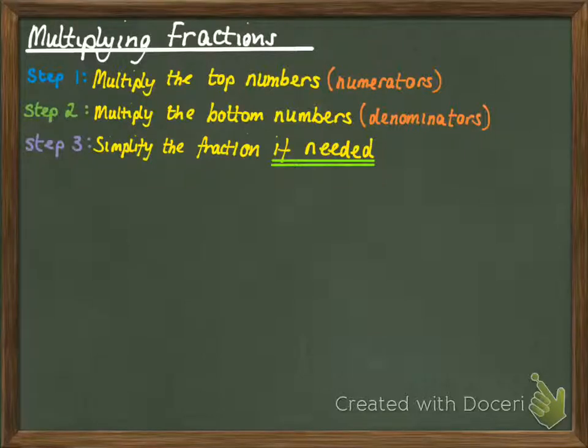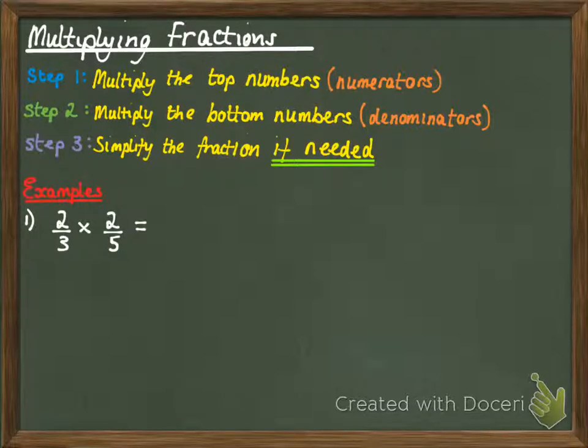Okay, it says if needed because some fractions won't simplify, some will. So it's all dependent upon the question whether you can simplify it or not. We're going to go into 2 examples straight away because it's not that complicated to do. Question 1 is going to be 2/3 times by 2/5, and all we're going to do is follow the steps.